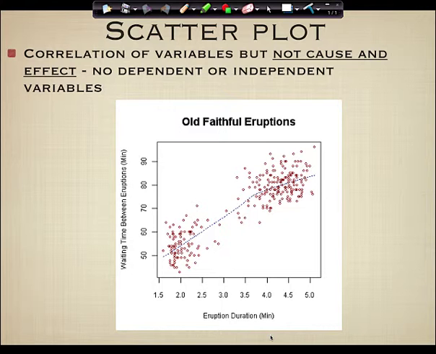But isn't there another way that we could think about this? What about this? The longer the eruption is, the longer it will take for it to erupt again. Which one's right? Both. Which one causes the other? Neither. We don't know. We really don't know. Is it the longer you wait, the longer the eruption, or the longer the eruption, the longer it takes for it to erupt again? And the answer is they are both correct.